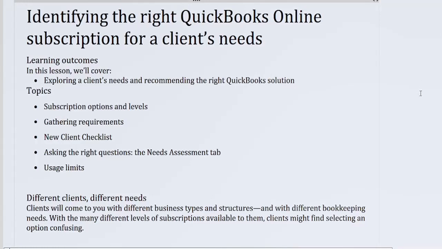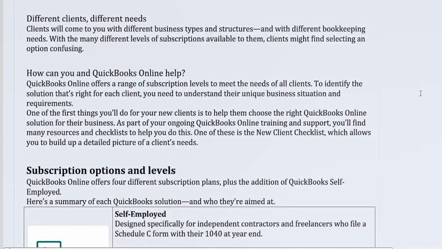Different clients, different needs. Clients will come to you with different business types and structures, and with different bookkeeping needs. With the many different levels of subscriptions available to them, clients might find selecting an option confusing. How can you and QuickBooks Online help? QuickBooks Online offers a range of subscription levels to meet the needs of all clients. To identify the solution that's right for each client, you need to understand their unique business situation and requirements.